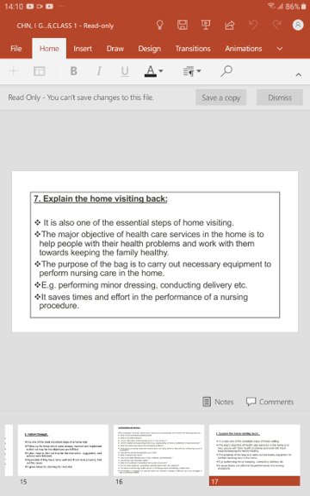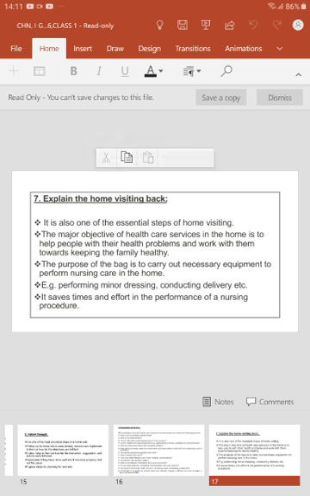So these are some of the tests which can be done with the help of the community bag. Inside the bag, some solutions will be there, some instruments will be there, dressing pads will be there, and we use them for minor dressings, urine analysis, and also the sugar test, okay. So we will be explaining all those things.